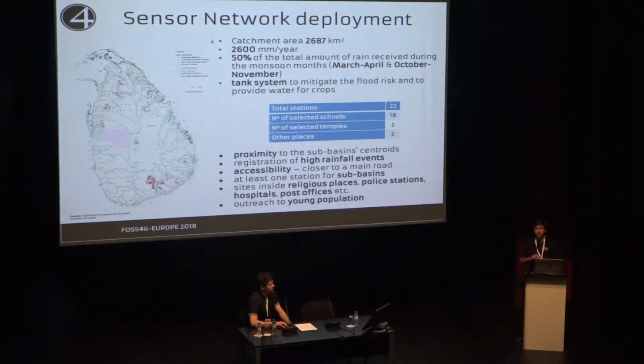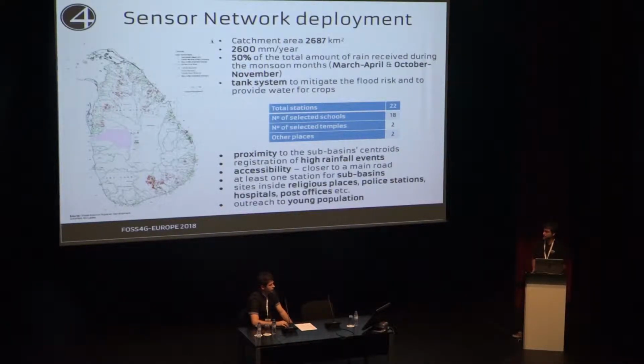And this is the whole system that we are deploying in Sri Lanka, in the Deduru Oya Basin. This basin has a catchment area of 2,600 square kilometers. In this area, there are more than 2,006 millimeters of rain per year, and basically 50% of this total amount of rain is received during the monsoon periods. So it is an area with heavy rainfall events.